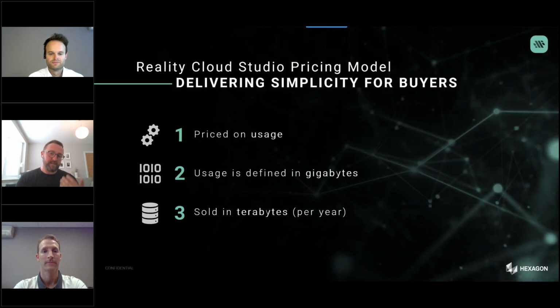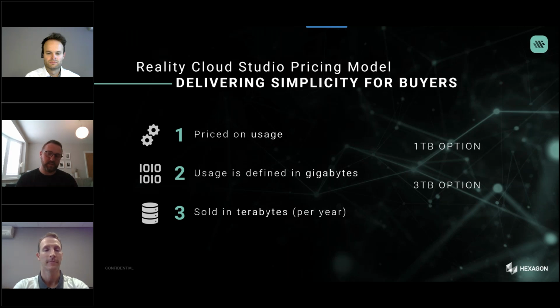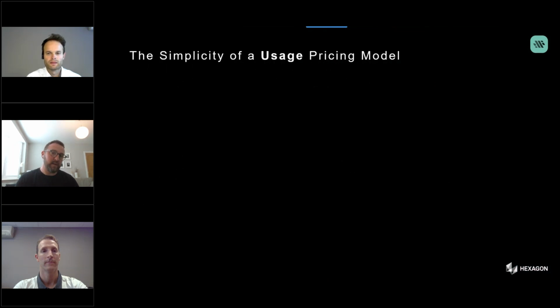So basically, we price the solution based on usage. The usage is defined in gigabytes, and I'll explain this in more detail in the next slide. And then we sell this in terabytes. So at the minute, we have a 1 terabyte and a 3 terabyte deal. Okay, so there are 2 options. We used to have e-commerce options, but the customers told us that they weren't that interested in them. They wanted to know where they were on a yearly basis, and they wanted a defined pricing structure, which was much easier to understand. So that is exactly what we did.